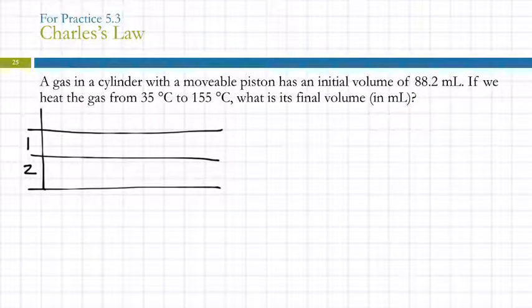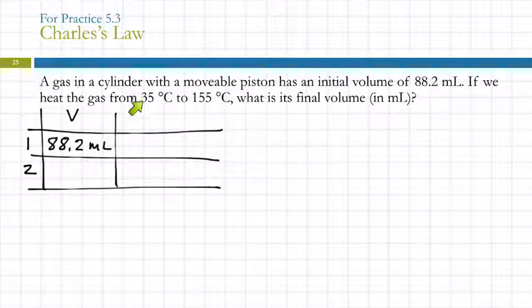So here's 88.2 milliliters. I'm going to write that in the first row, in the first box. Sometimes the words tell you what that is. Other times you have to look at the unit. Milliliters is a unit of volume. It also says volume here. So I'm going to call that column the volume column. So this is the initial volume, and then we see that the temperature is changing from 35 to 155.